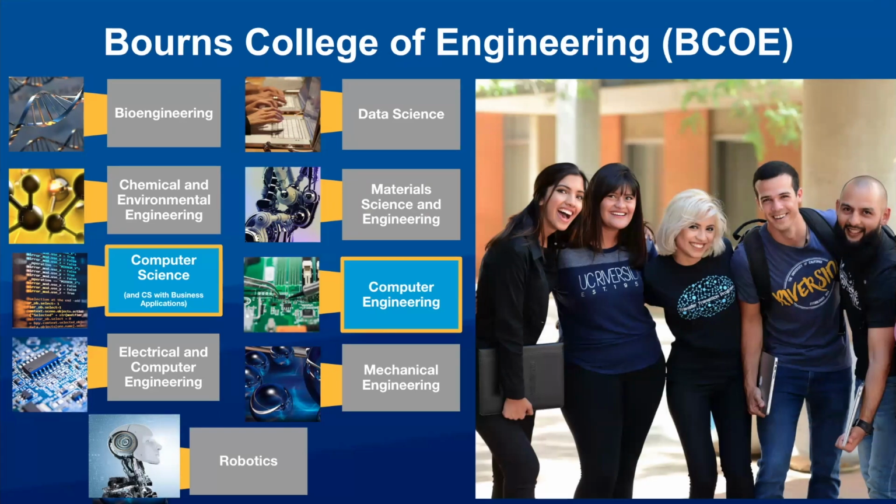Looking at the bigger picture, computer science and all of its various programs are all under the umbrella of the Bourns College of Engineering. We call it BCOE for short. Those are programs in bioengineering, chemical and environmental engineering, data science, like I mentioned, materials science and engineering, mechanical engineering, and our newest addition, I think since maybe last year when we launched it? Don't quote me on that. It was one or two years ago: robotics. We have a robotics undergraduate degree program and a graduate degree program in robotics now, which is pretty exciting.